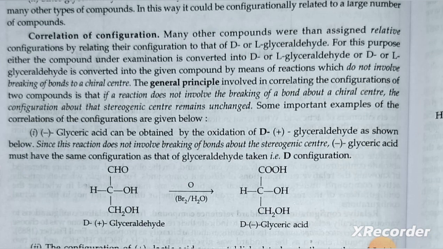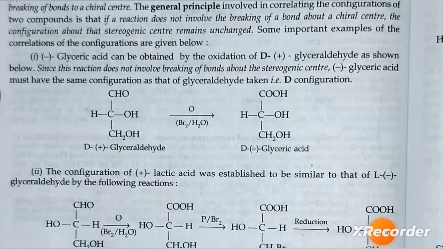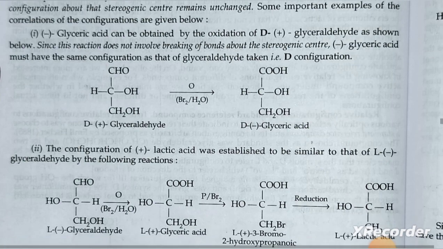First, minus glyceric acid can be obtained by the oxidation of D plus glyceraldehyde, as shown below. Since this reaction does not involve breaking of a bond about the stereogenic center, minus glyceric acid must have the same configuration as that of the glyceraldehyde taken, that is, D configuration. D plus glyceraldehyde on oxidation with Br2 and H2O gives D minus glyceric acid.